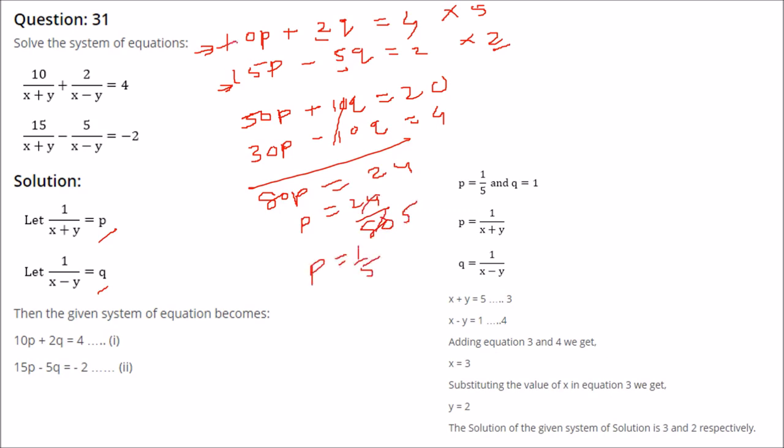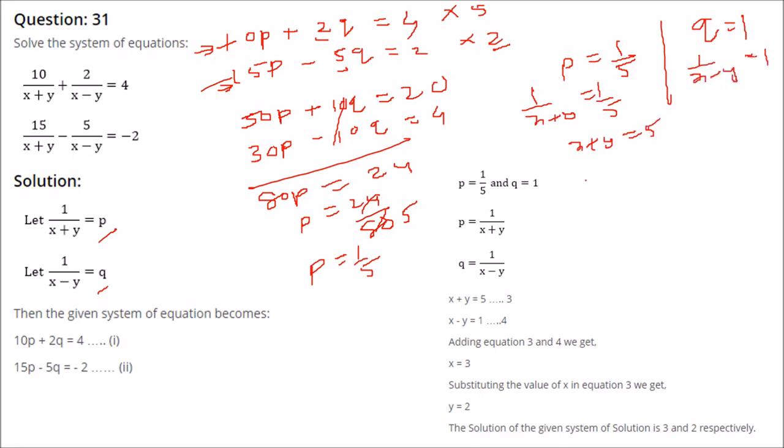Now put this in any of these equations, this one or this one, you will get q equal to 1. Now what was p? p was 1 by x plus y. So 1 by x plus y equal to 1 by 5, that is x plus y equal to 5. And what was 1 by x minus y? It was q, so it is 1. So x minus y equal to 1. Add them, y gets cancelled, 2x equal to 6, x is equal to 3. Put this in any of these equations, you get y equal to 2. So x is 3, y equal to 2.